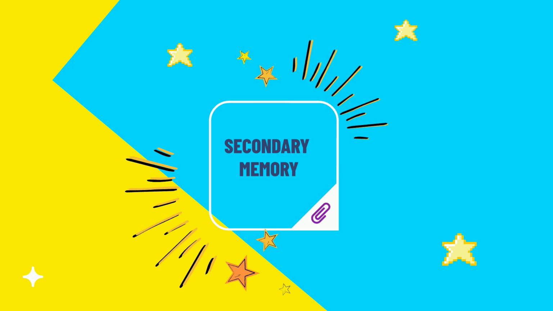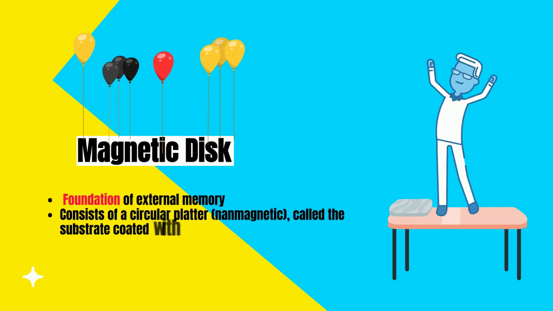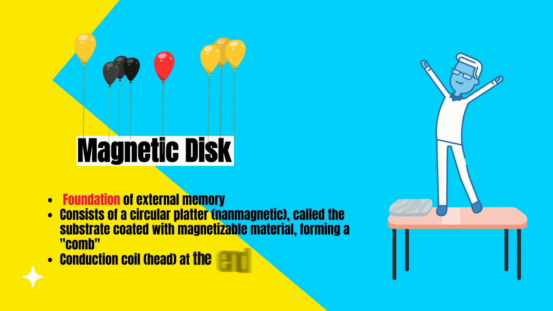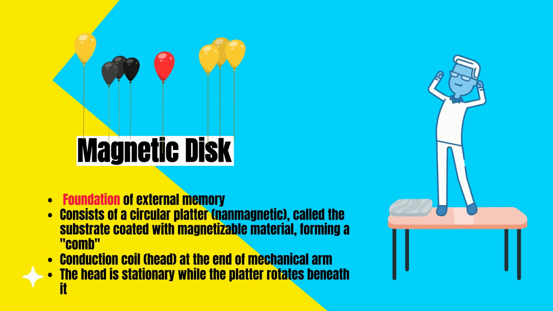Many different types of secondary memory exist, and even today, one of the most widely used forms of secondary memory is the magnetic disk. This type of memory can be found in virtually all computers in the world, as it has been the standard for secondary memory ever since it was created.